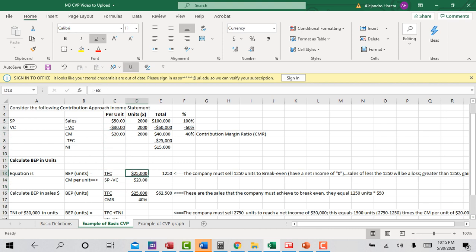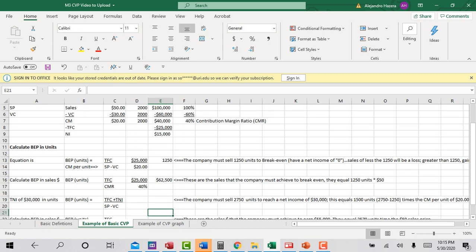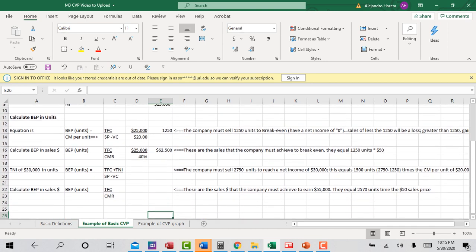So this is what you've come to so far. The conclusion is, in order to break even, we have to sell 1,250 units, and at $50 per unit, that represents $62,500. Obviously, you could just take 1,250 times $50 too, but that's it.